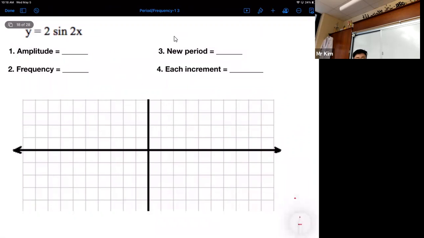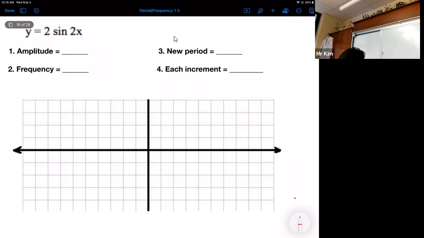And some of you guys might get going at it already, but I just want you to take it a little bit slow. Just write down the function and just try to draw the grid nice and easy. Just draw it a little bit big for me, okay? Don't draw it too small. Amplitude, frequency, the new period and each increment. These three things are new. I'm going to ask you for these things here, all right?